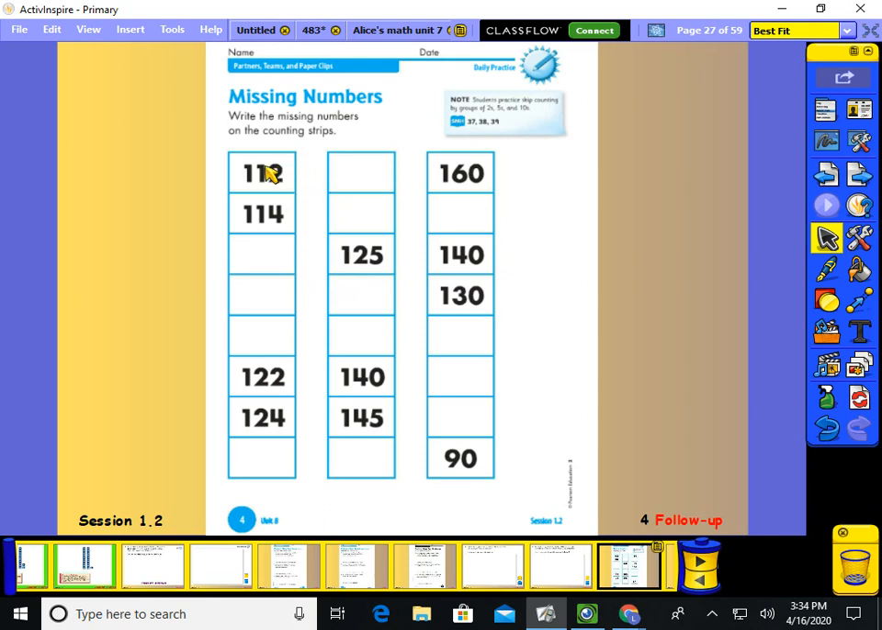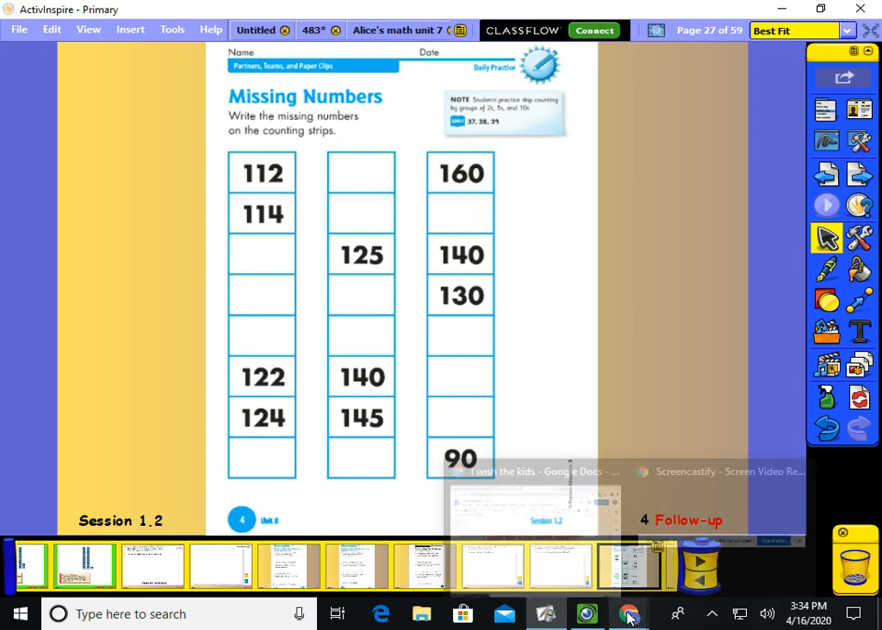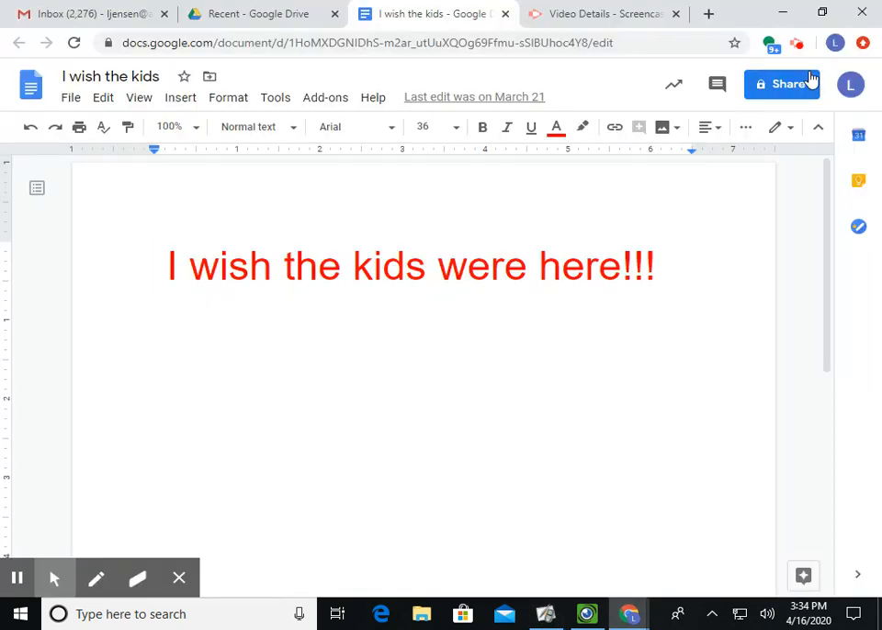I hope that they also notice that this ones place number is increasing. And this ones place number is increasing. Look at this tens place number, however, 4 to 3. So we are actually counting backwards here. All right. Have fun doing math.